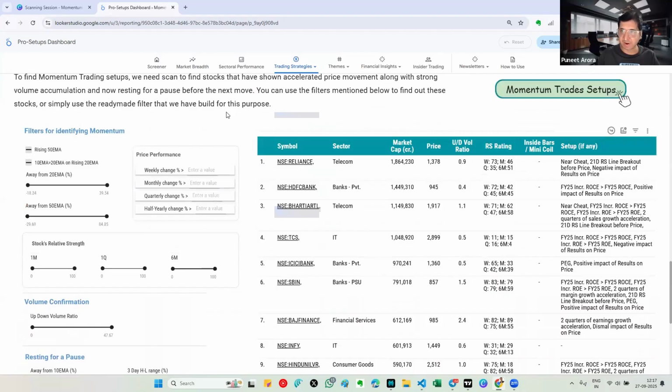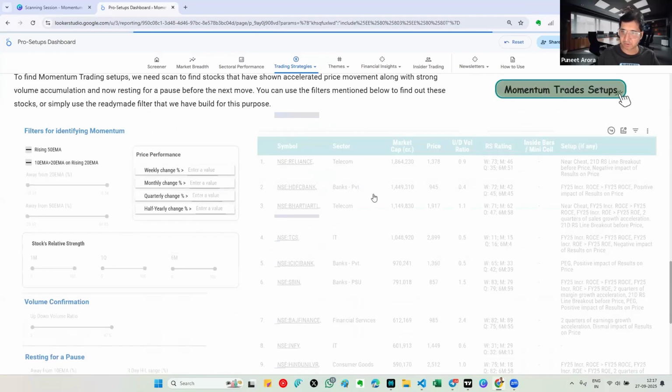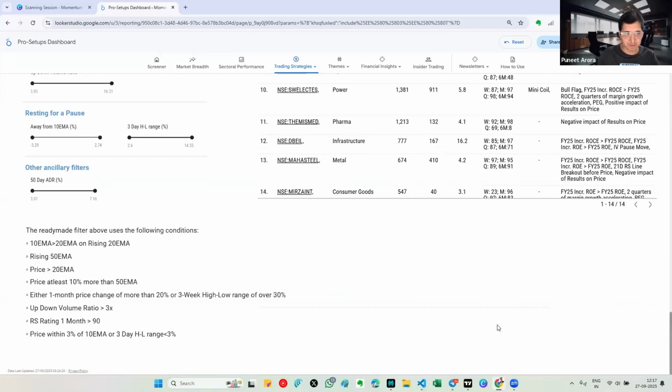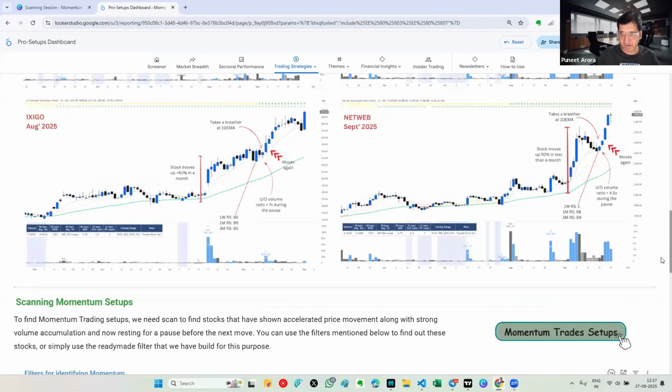To make life even easier, I have made a ready-made filter over here. You can simply click on this and the list will give you all the stocks that are meeting the scan for momentum trading. These are the conditions that I've used for the ready-made filter. There are around 14 stocks as of now that meet these conditions, which you can consider for momentum trading. Right? So this is in our dashboard now.